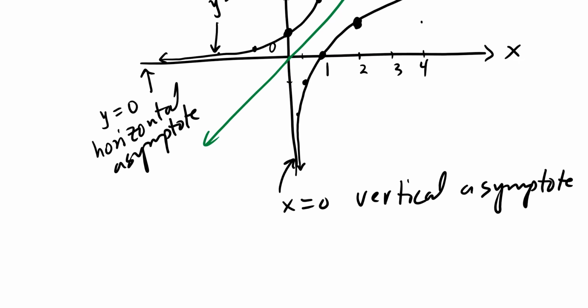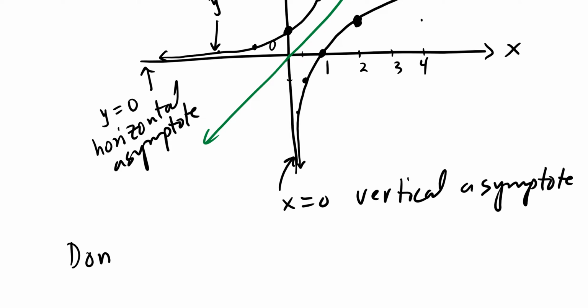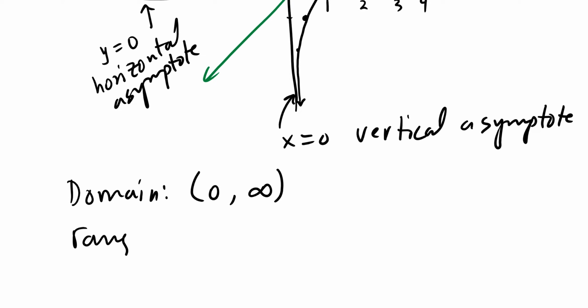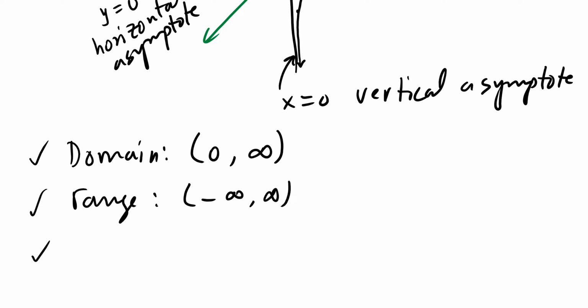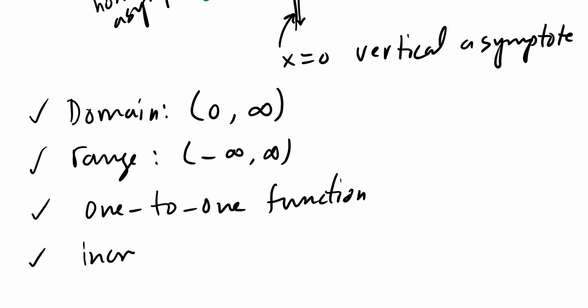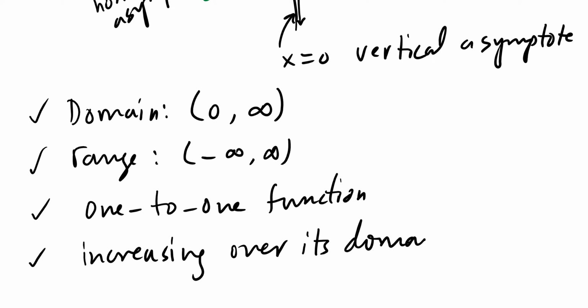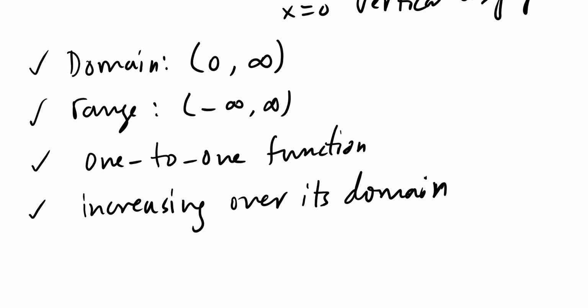What other information can we get about this function as analysis? Well, I always like to find the domain of the function. It's from 0 to infinity. The range is all real numbers, negative infinity to infinity. It's a one-to-one function, because it passes the horizontal line test. It's an increasing function over its domain. What other information is good to learn here? We said x equals 0 is the vertical asymptote. And there's an x-intercept at (1, 0).